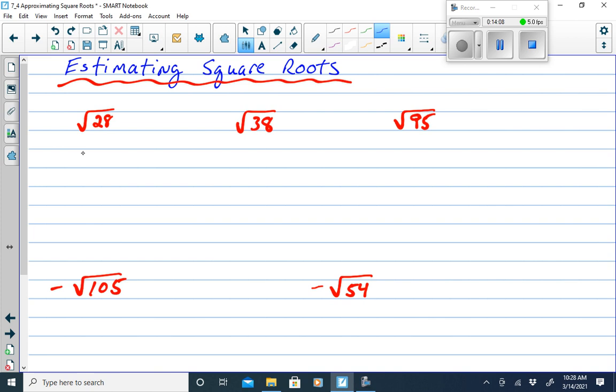Square root of 28 is in between which perfect squares? Square root of 28 is in between the square root of 25 and the square root of 36. Square root of 25 we know is 5. The square root of 36 we know is 6. We are 3 away here. Here we are 8 away. So that's going to be 11. So we're going to use the fraction 3/11. If we do our long division, 3/11 is about 0.3 because 3/10 is 0.3.